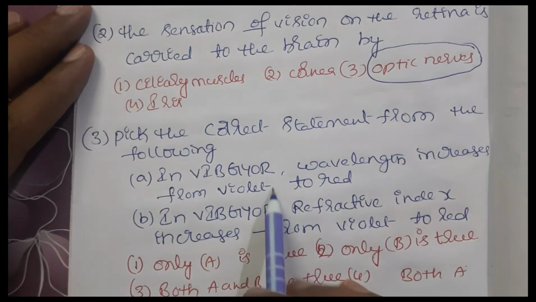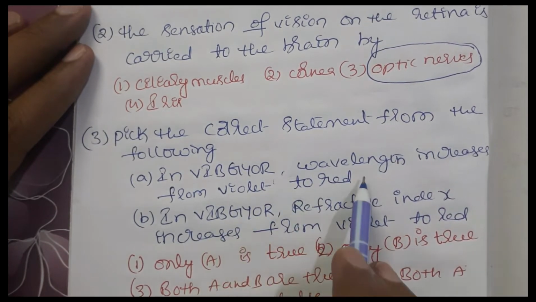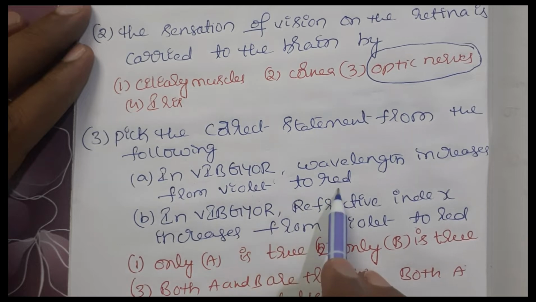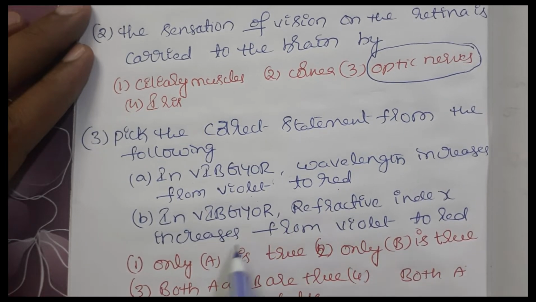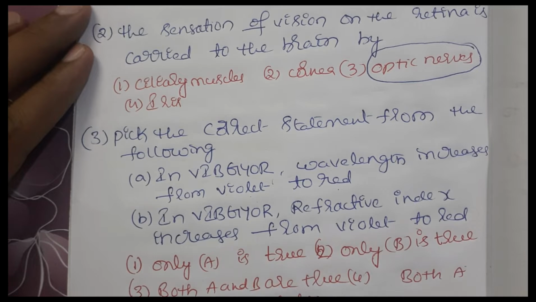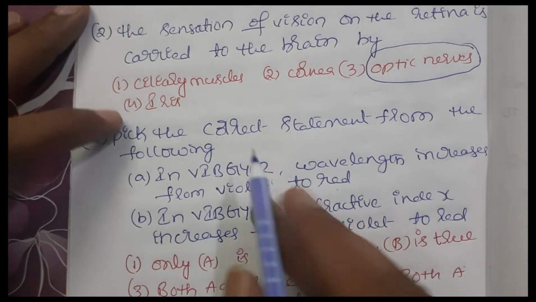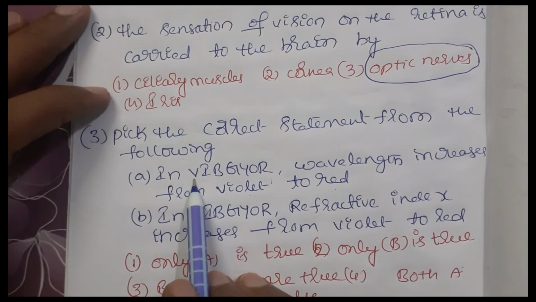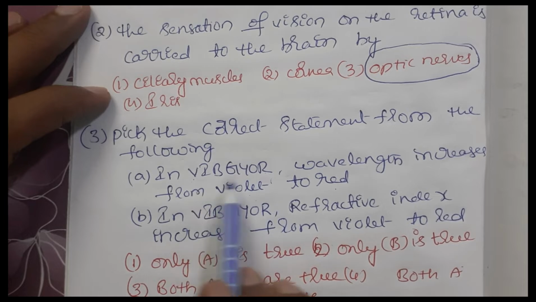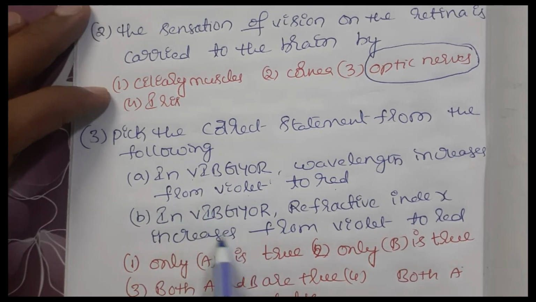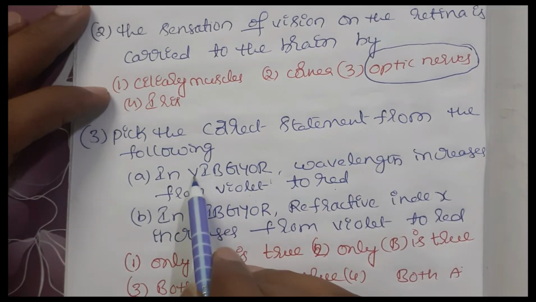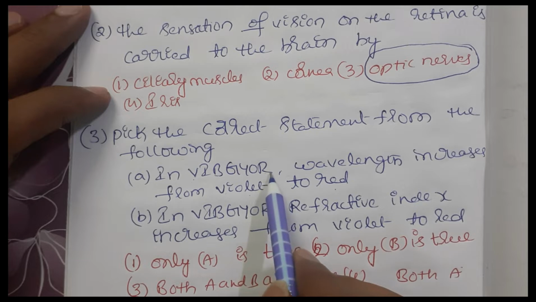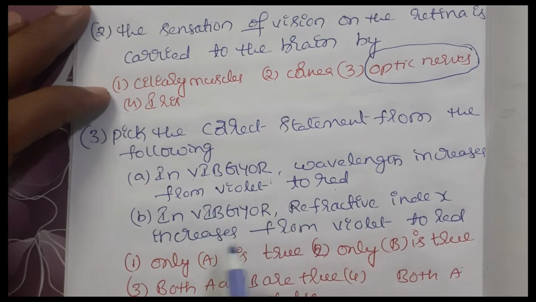Next, pick the correct statement from the following. A: In VIBGYOR, wavelength increases from violet to red. B: In VIBGYOR, refractive index increases from violet to red. So you know, in VIBGYOR, students, violet is the lowest wavelength and red is the highest wavelength. Statement A is right. Statement B, refractive index increases from violet to red, is wrong, students. Violet has the highest refractive index, so red has the lowest refractive index. It decreases. That is why only statement A is true.